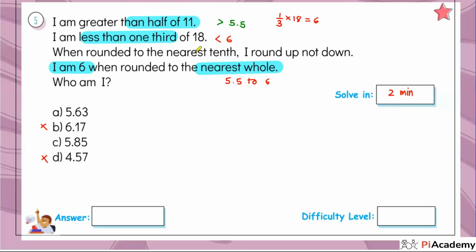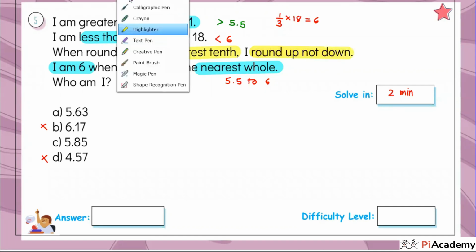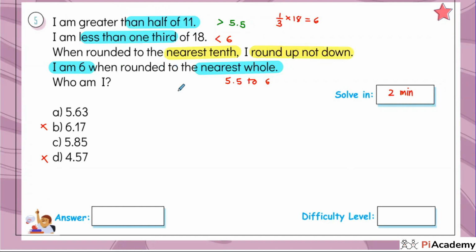When rounded to the nearest tenth, mark this word. They are telling you nearest tenth. In the fourth line, they told you nearest whole. Okay, so those are the different things. I rounded up, not down. So here you can see I have a 2 number, and if you know how to round, it's okay.